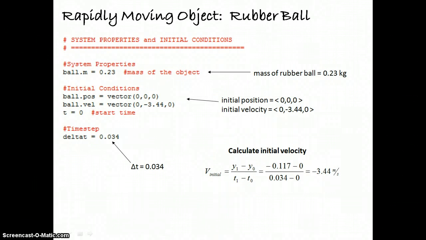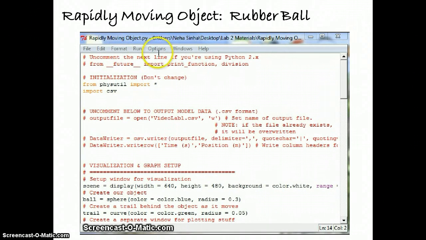The rubber ball is 0.23 kilograms and starts at the origin. It does not start from rest, so I use the data from Tracker to find the initial velocity, which is the difference in position of the first two frames over the time step. The velocity ends up being negative 3.44 meters per second. The time step I use in Python is 0.034 seconds, because that is the time step applied to the Tracker data. Here's the Python model for the rubber ball.